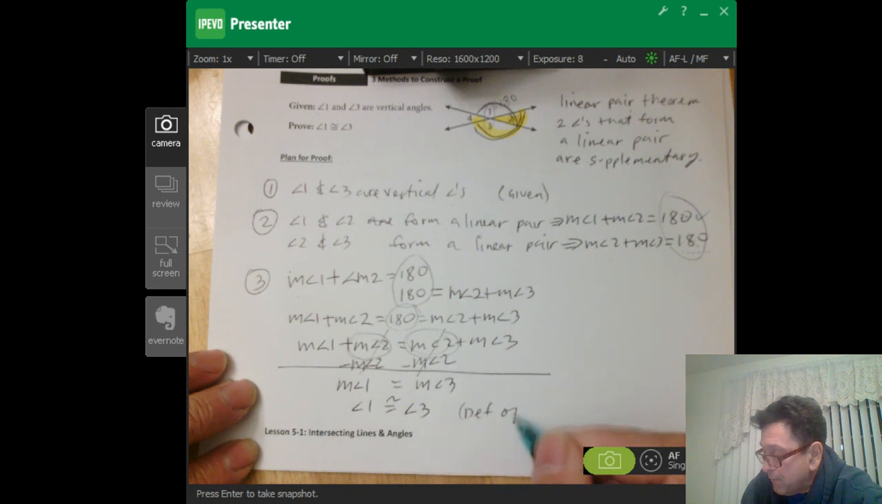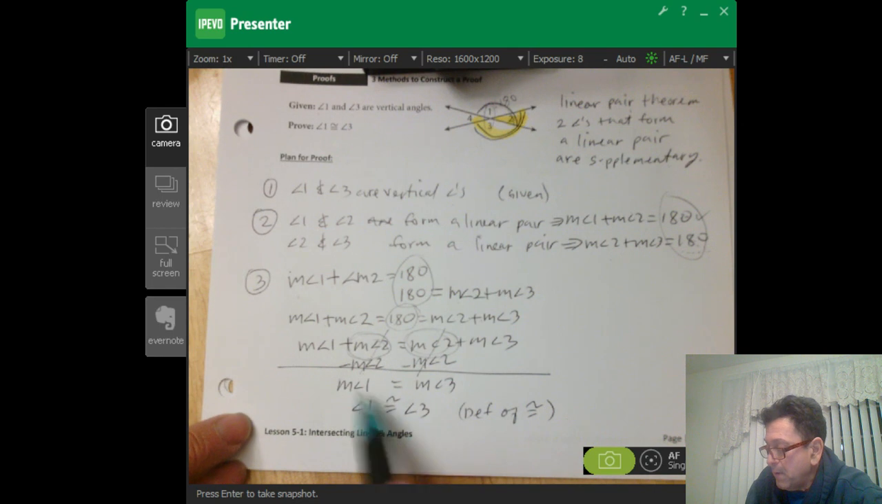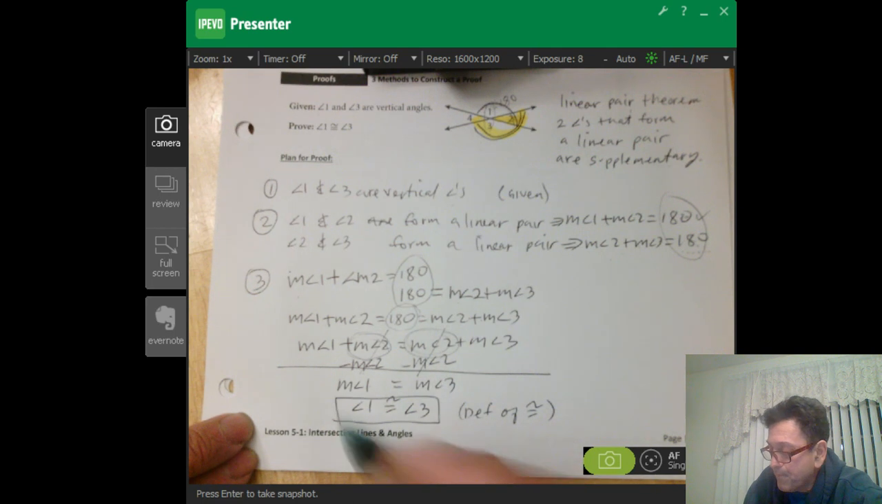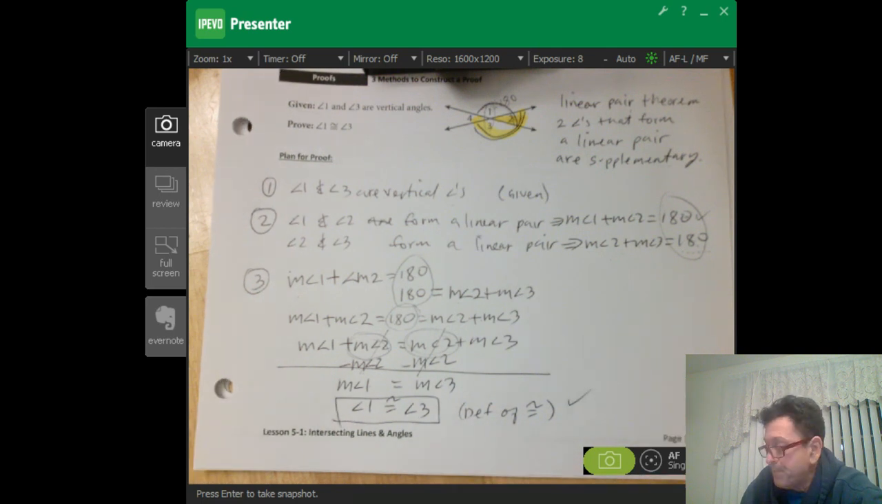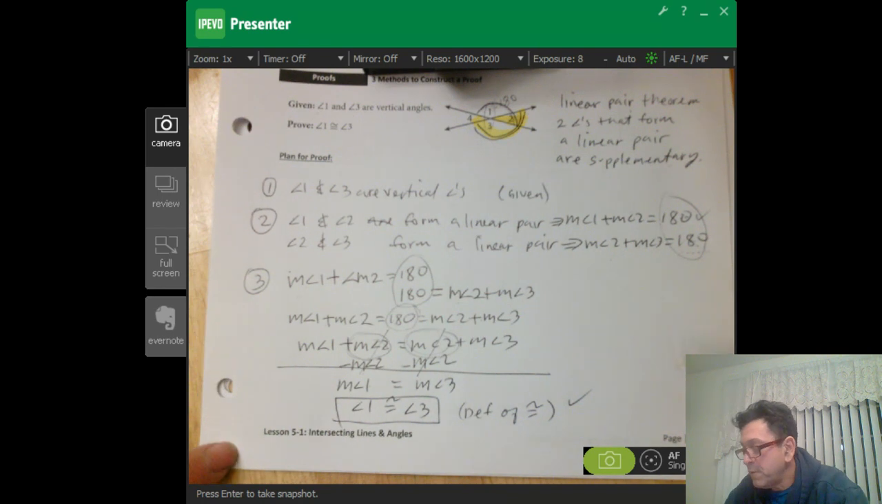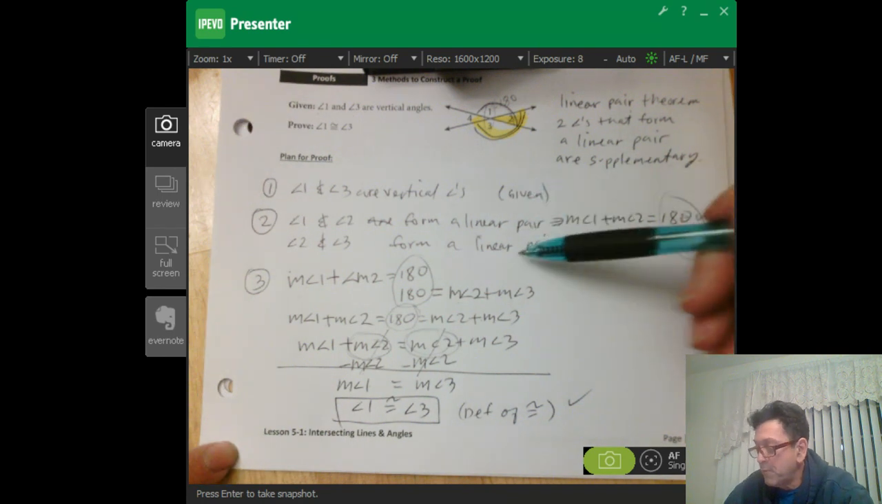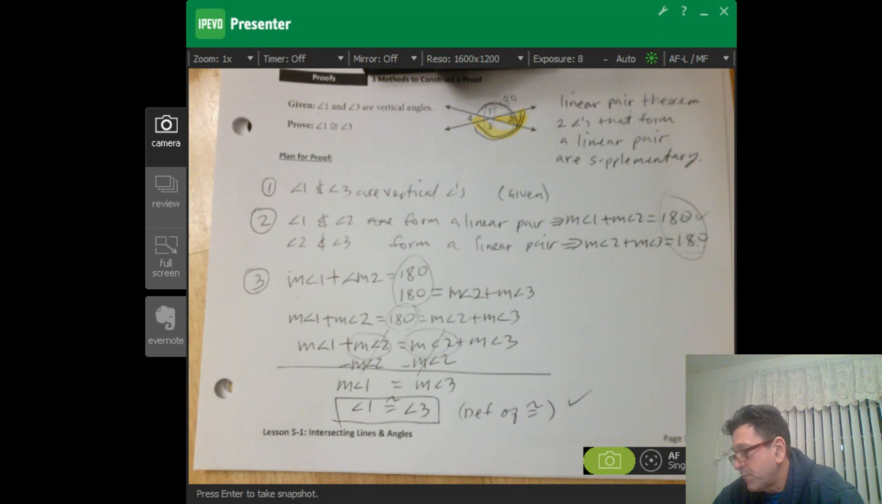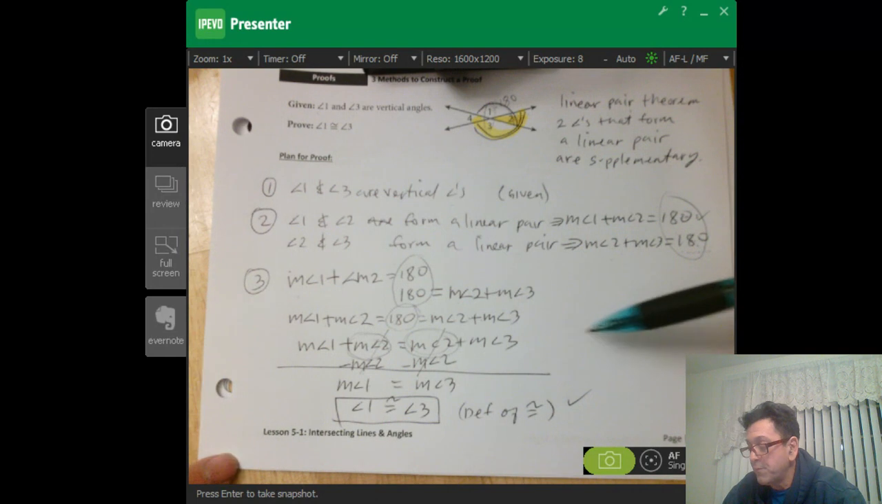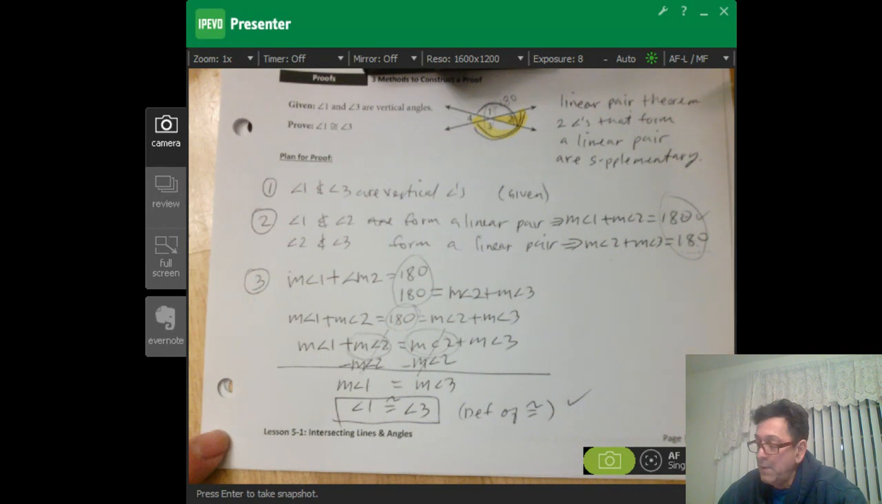That would just be by the definition of congruence. So if the measure of two angles is equal to each other, then those two angles are congruent. So that's our plan. So in order to write the proofs, we just have to follow this order and write it in a specific format depending on the type of proof that we're going to write. So we'll use this plan later on in the next few videos.